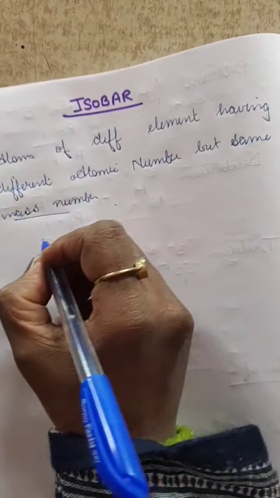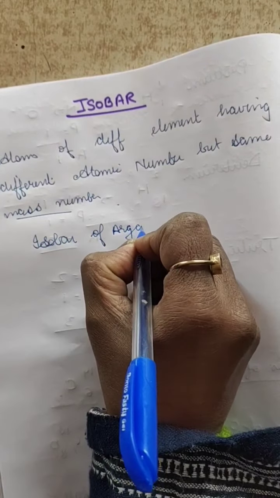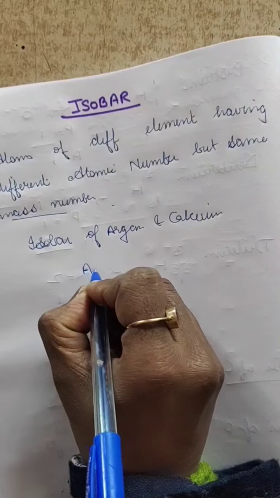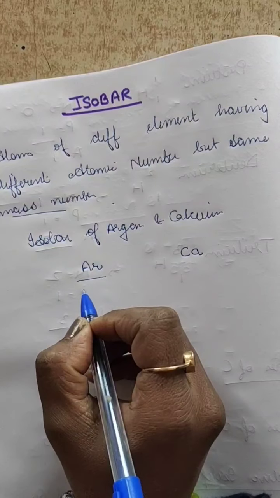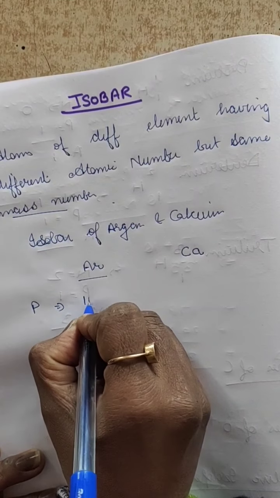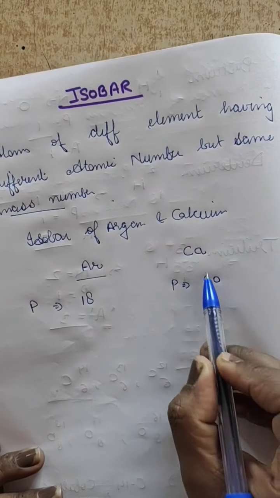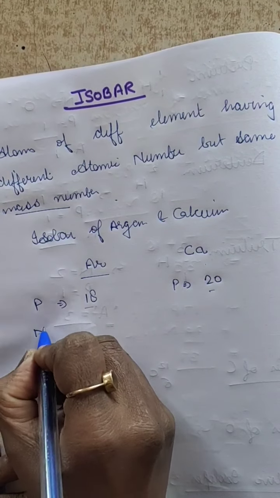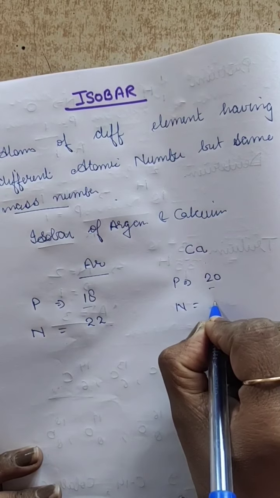Okay, so for example, the isobars of argon and calcium. Argon has the symbol Ar and calcium has the symbol Ca. The number of protons in argon is 18 and the number of protons in calcium is 20. That means the atomic number of calcium is 20 and the atomic number of argon is 18. The number of neutrons in argon is 22 and in calcium is 20.